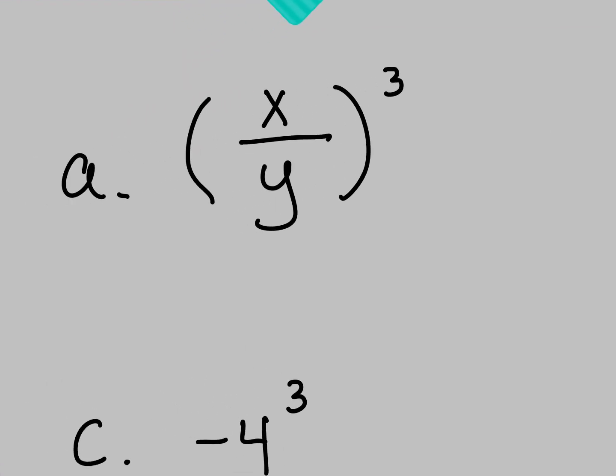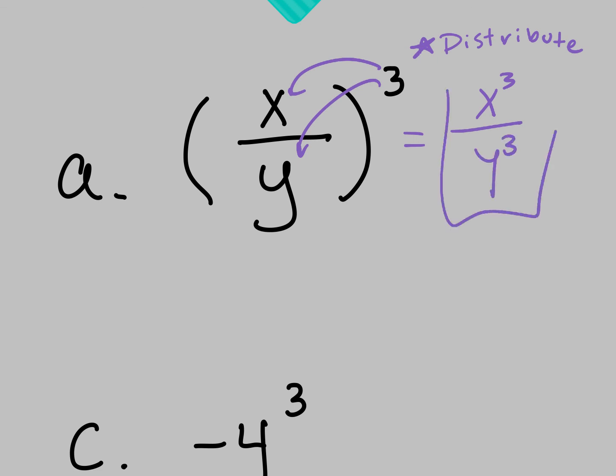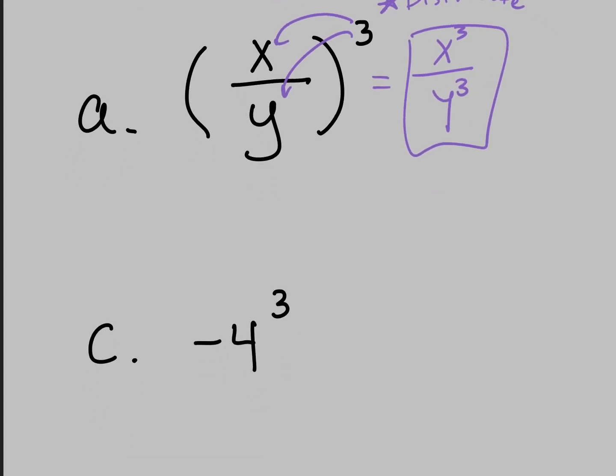So for A, looks a little tricky because I have a fraction, but what do you think I need to do first? Distribute the 3. So I distribute the 3 to what? To the x and to the y. So what would my answer be? X to the 3rd power over y to the 3rd power. That's it. So just because it's a fraction doesn't mean it's harder. You just distribute. Same thing we were doing before.